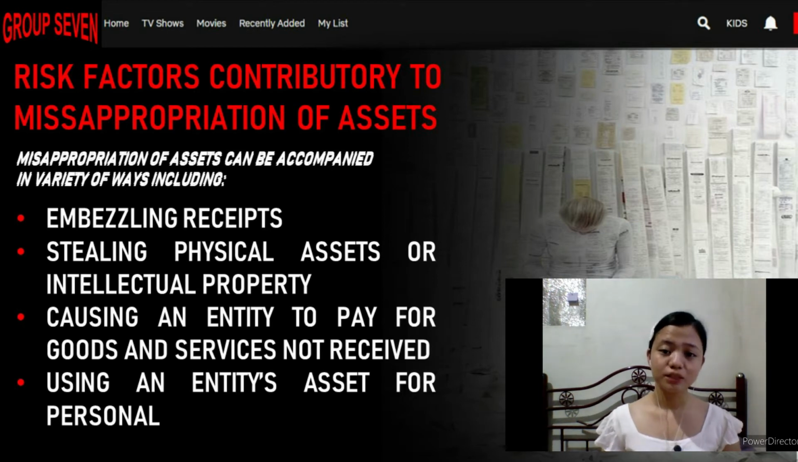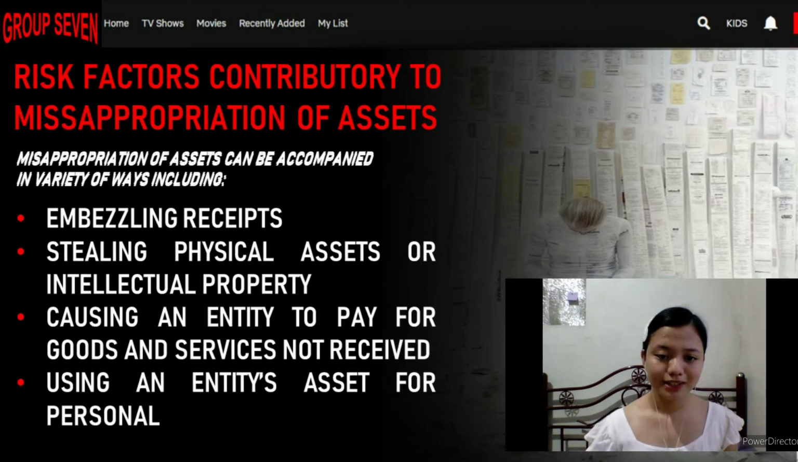Embezzlement of receipts takes place when a person uses funds for a different purpose other than they were intended to be used. For example, a payroll clerk who does not deposit the correct amount of employment tax and keeps the rest for himself. A bank teller who pockets the deposits and misappropriates collection on accounts receivable or diverts receipts in respect of written off accounts to personal bank accounts. These situations are under embezzlement because a certain fund was not used for its real purpose.